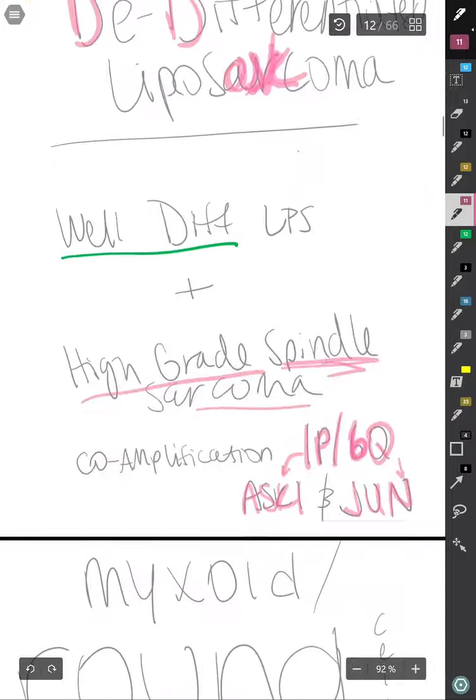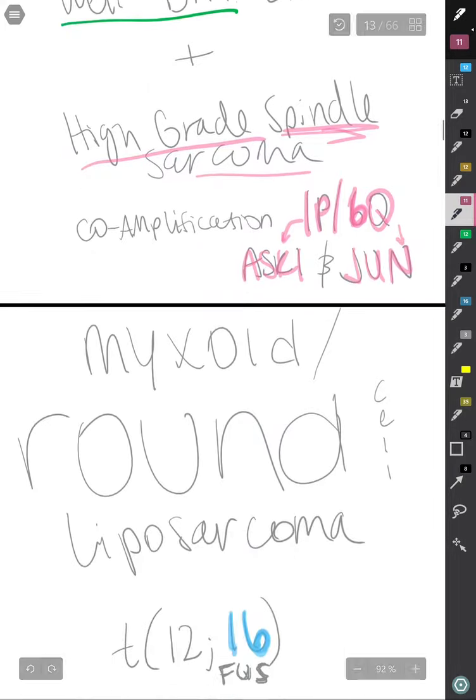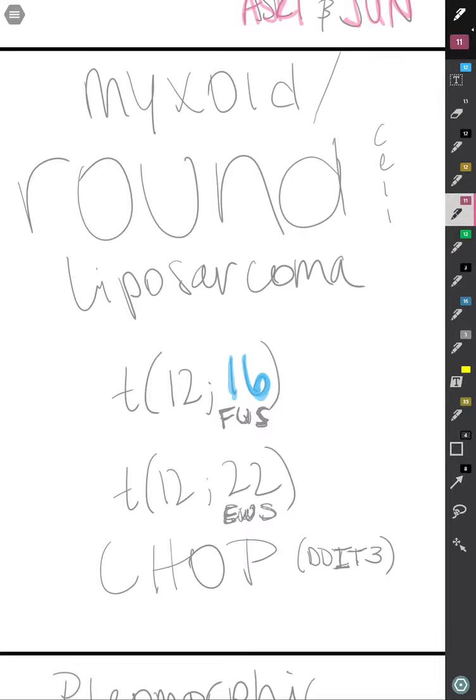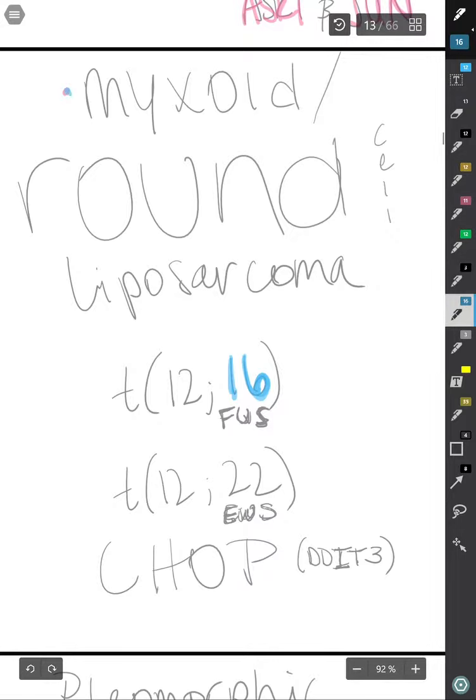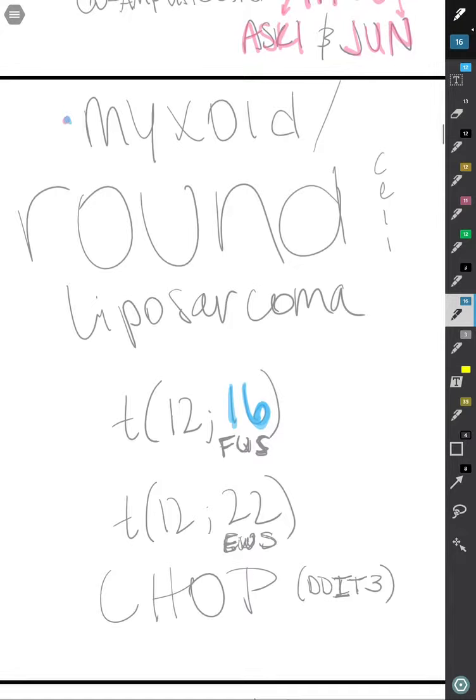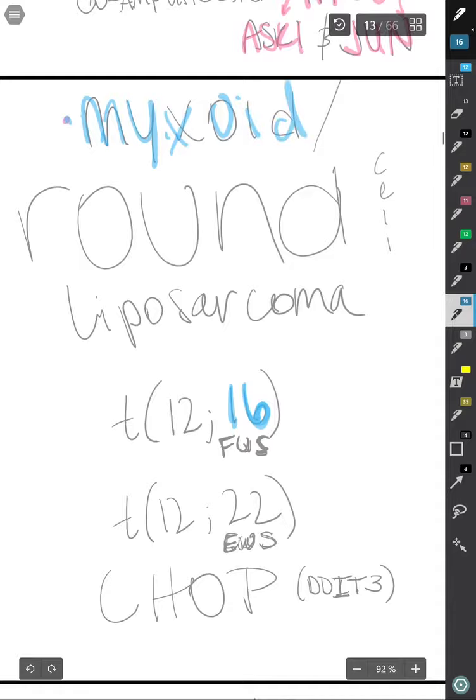Now, we've looked at the D-diff and how it was the 1p, 6q, ASK1, JUN. So now we're going to switch and look at the myxoid round cell liposarcoma. So this is on a spectrum where you have the myxoid. You guys know the typical pattern when we say myxoid, it's very bluish and kind of loose. I'll put a picture on here during my real lecture, but this is just going over the translocation. Myxoid being bluish, and it's on the same spectrum as your round cell.